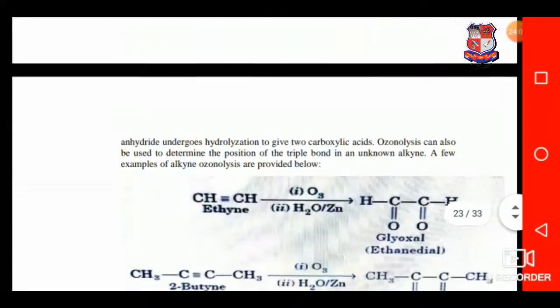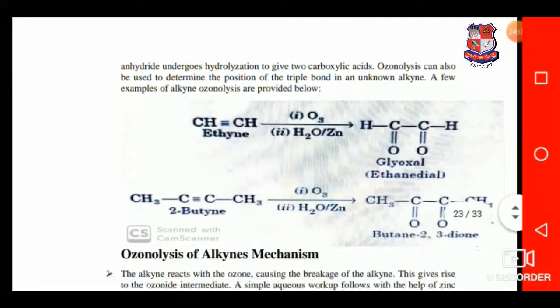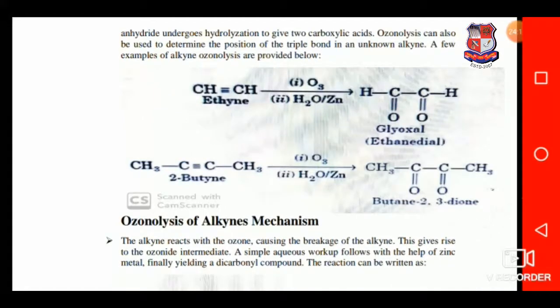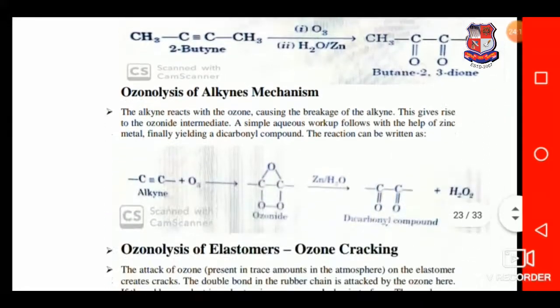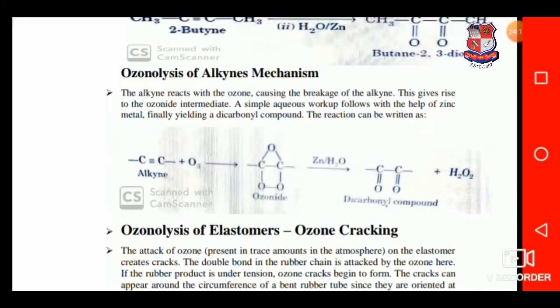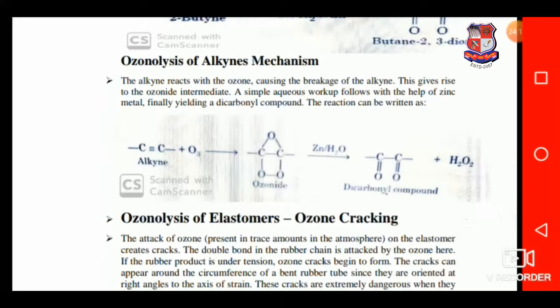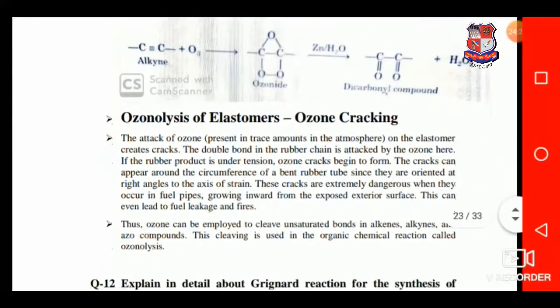Ozonolysis of alkyne. These are the examples for the mechanisms, with the formation of ozonide, same as we discussed before. But here, a dicarbonyl compound forms instead of a single carbonyl compound.